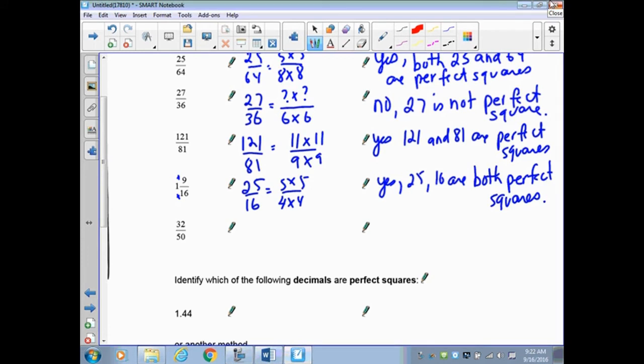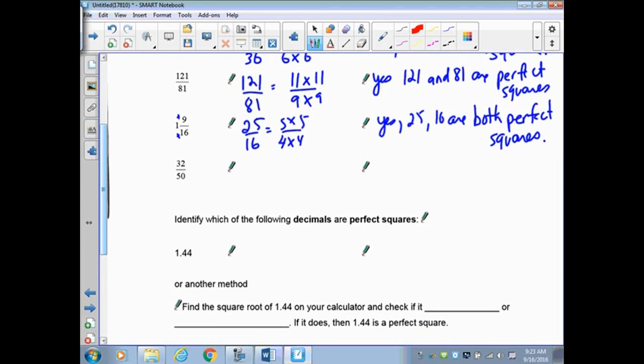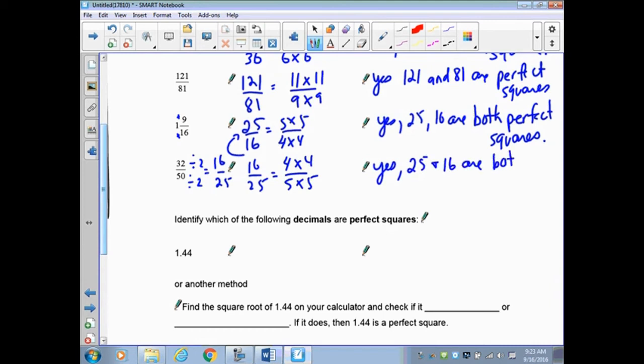So 25 and 16 are both perfect squares, so 1 and 9 over 16 is a perfect square. Now for 32 over 50, you've got to be careful, because the first thing you should notice is that 32 over 50 is not a reduced fraction. So if you reduce it by dividing both by 2, you'll get 16 over 25. And we know that 16 over 25, by looking up here, with 25 and 16 both being perfect squares, is just its reciprocal. So this means that yes, this is also a perfect square because 25 and 16 are both perfect squares.